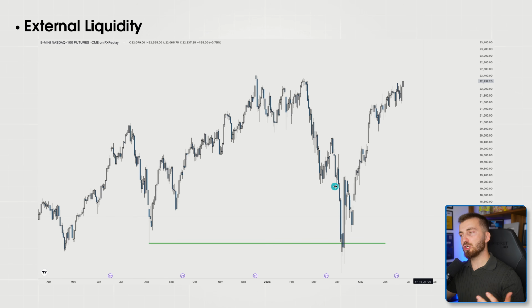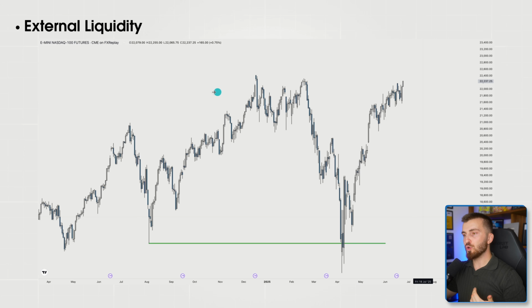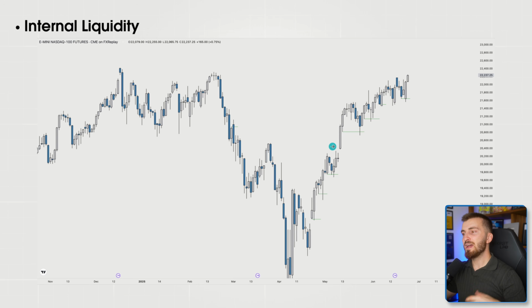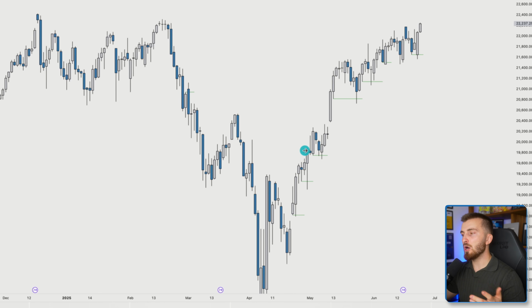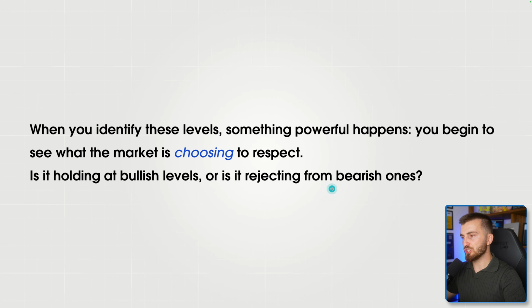Now we have external range liquidity. So external range liquidity is always the extremes of market structure. So as you can see, when the market moved to the upside, external structure becomes these massive key levels, such as this one right here and the all-time high. So external liquidity is a very important concept to know. And then internal range liquidity, which is the most recent daily highs and lows, usually gives us internal range liquidity.